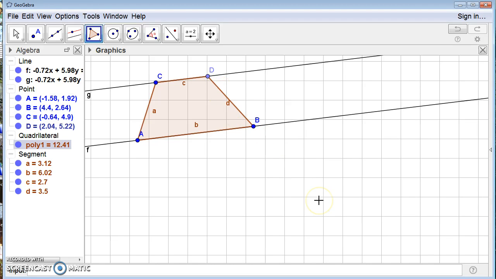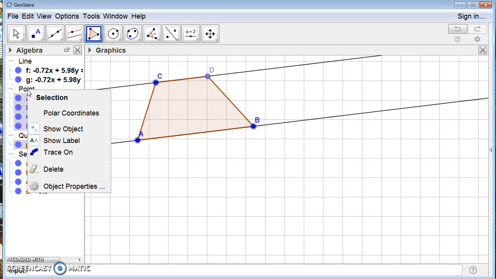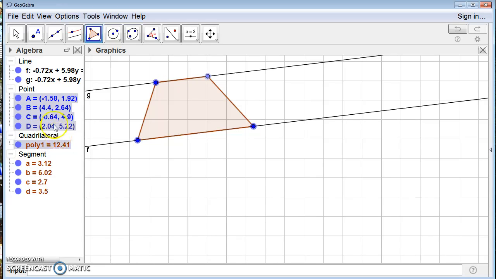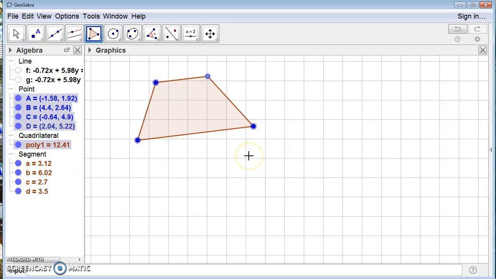And so now I have my quadrilateral. Now it has some extra stuff on it that I really don't want to see. For instance, I would rather not see the names of the segments, so I'm going to take the labels off of those. I don't really need the point labels if I'm doing this for a general figure, so I'm going to take the labels off of my points. And then the lines, I don't really want to see the parallel lines because that draws attention to them. Now at this point, I have a quadrilateral that should have the special properties.